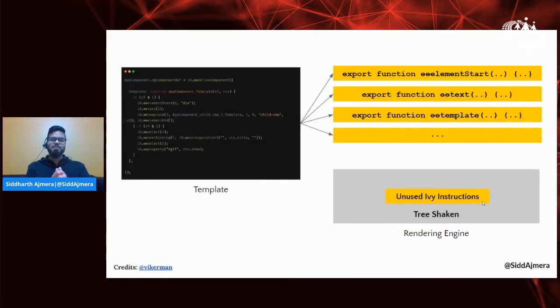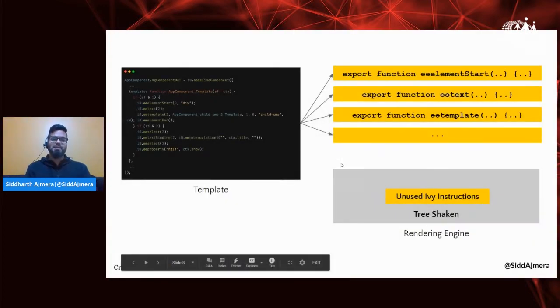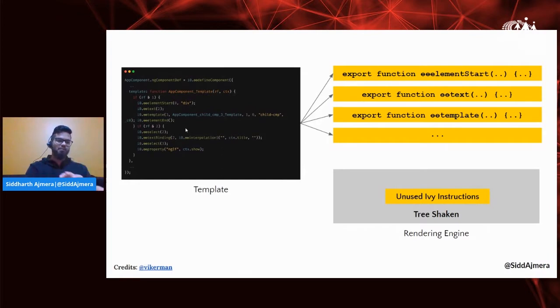So how that works is that this is the template code, for instance, right? This is the code that gets generated by the compiler. Now, as you can see, this is not something that you write. This is something that the compiler makes sense out of the template or the component that you have written, and it translates it into something that looks like this.